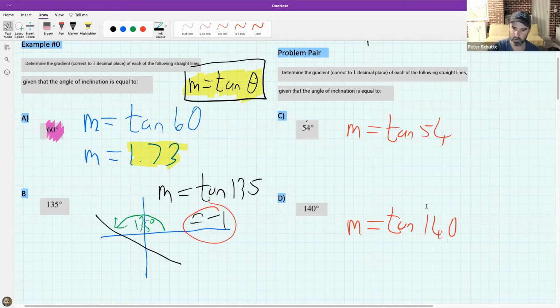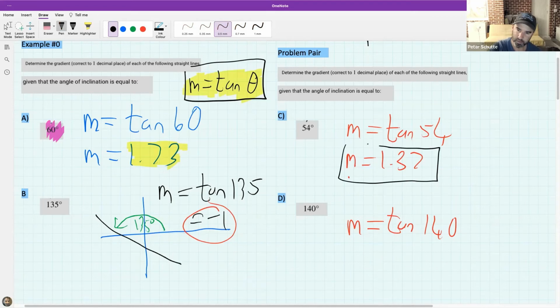Okay, so what do I get for the first one? Tan of 54 equals, the gradient here is 1.37. So that is the gradient for this one. And what is the gradient for this one? Pop it in the chat. So the tan of 140, still wait a little bit more. So if I round it off to 2 decimal places, I should get minus 0.84. Some of you are giving minus 0.83.